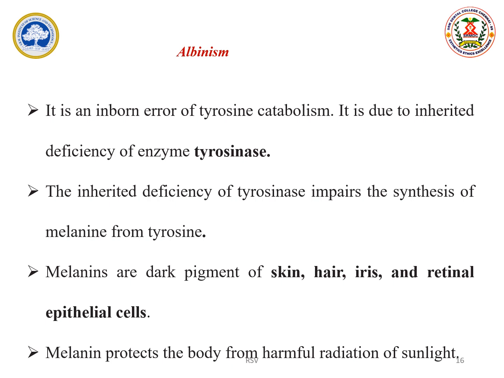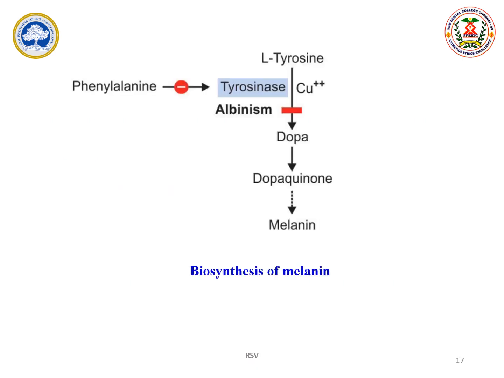The last inborn error of metabolism of phenylalanine and tyrosine is albinism. It is an inborn error of tyrosine catabolism. It is due to inherited deficiency of the enzyme tyrosinase. The inherited deficiency of tyrosinase impairs the synthesis of melanin from tyrosine. Melanin is the dark pigment of skin, hair, iris, and retinal epithelial cells. Melanin protects the body from harmful radiation of sunlight.